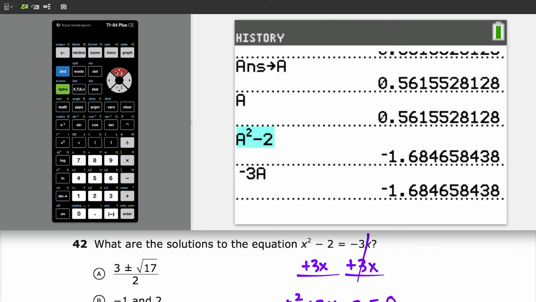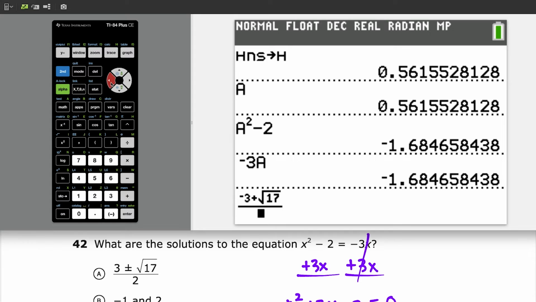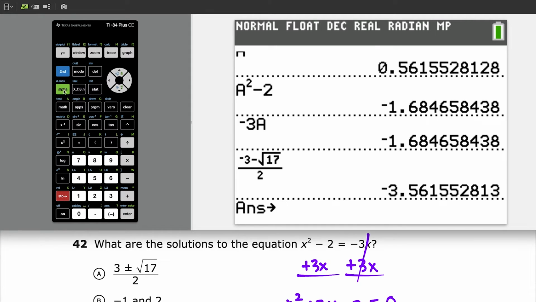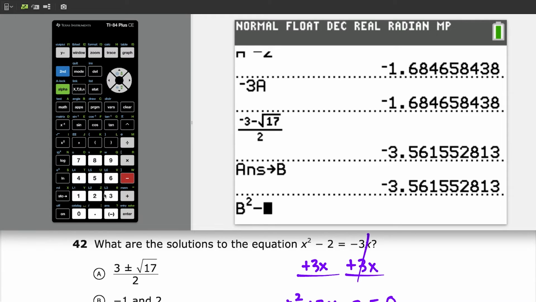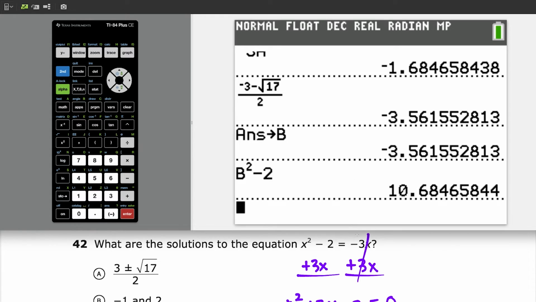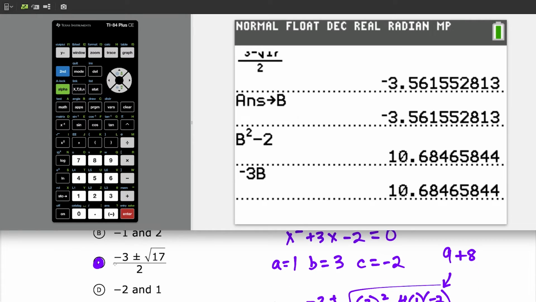Now, if I also want to check the other root, remember it was -3 plus or minus square root of 17. I could also repeat this process by doing -3 minus square root of 17, and I'll store this as the letter B. So I'll press alpha apps to pull up the letter B, and now if I plug this into the original equation, if I do alpha B, square it, -2, that's the left side of the equal sign. And if I do -3 times B, notice that I get the exact same decimal here. Okay, so these solutions, -3 plus or minus square root of 17 over 2, are definitely good.